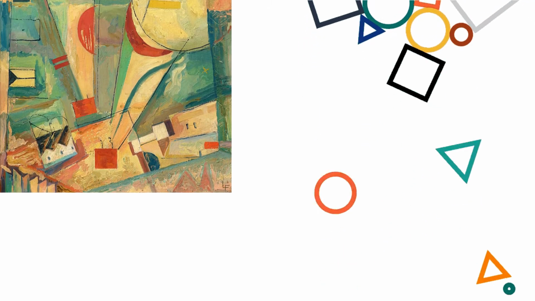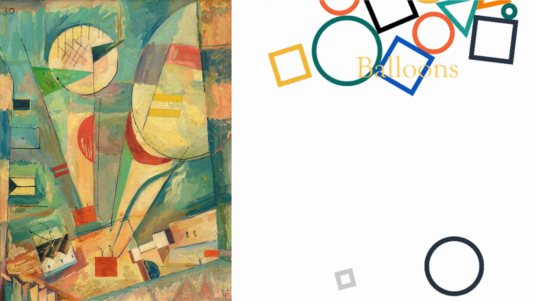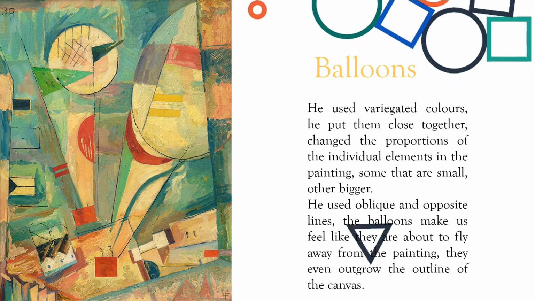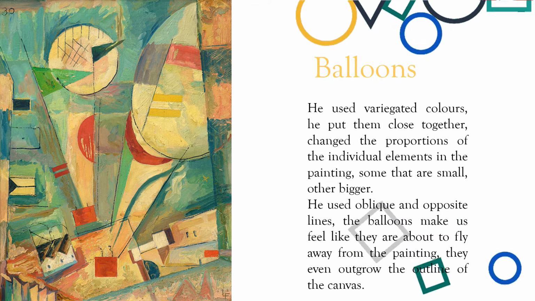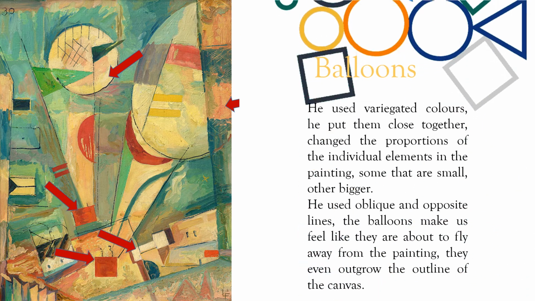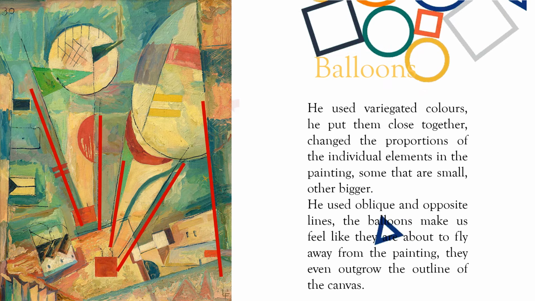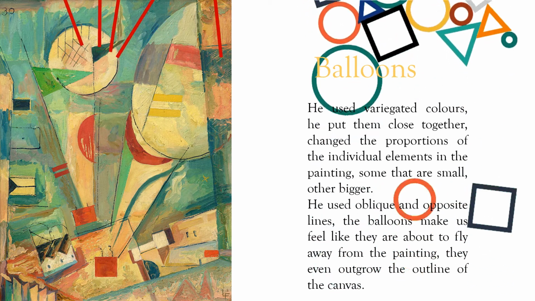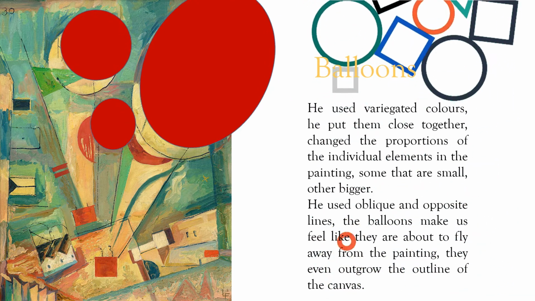Balloons. He used variegated colors, he put them close together, changed the proportion of the individual elements in the painting, some that are small, others bigger. He used oblique and opposite lines. The balloons make us feel like they are about to fly away from the painting. They even outgrow the outline of the canvas.